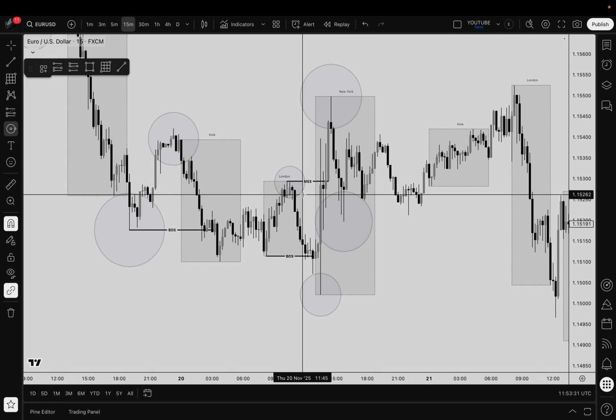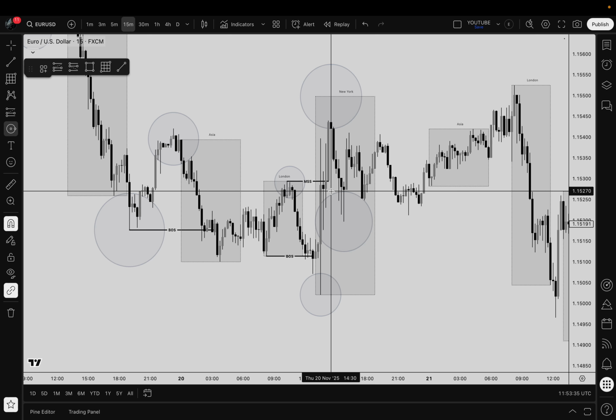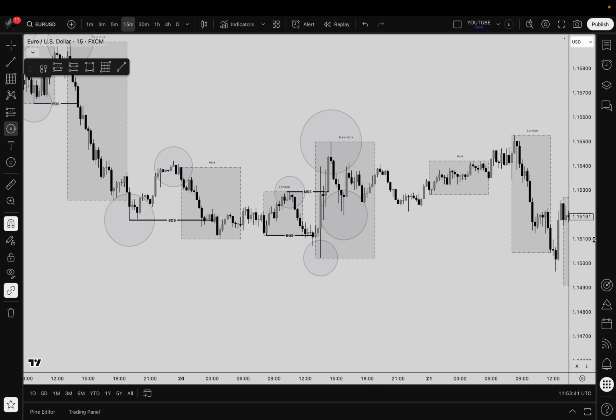Okay, so this basically break of structure into a market structure shift is a premium example of what we call an A-plus piece of analysis for our strategy and trading the way we trade inside the academy. Okay, so it always has to break structure and then has to show a market structure shift afterwards, which is breaking the previous high.